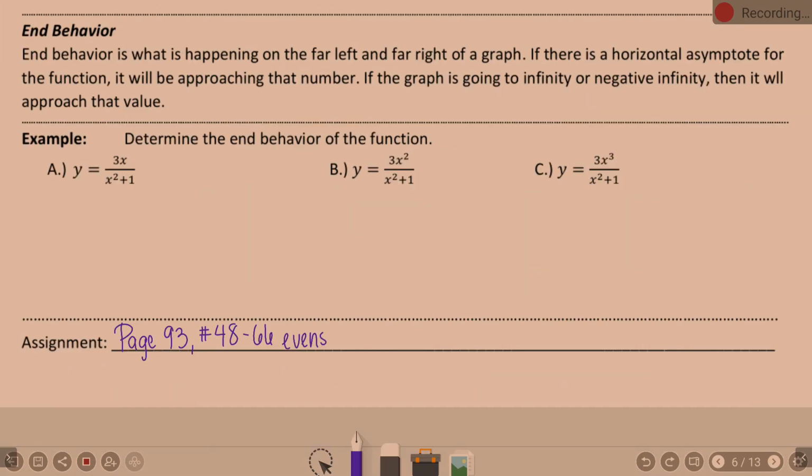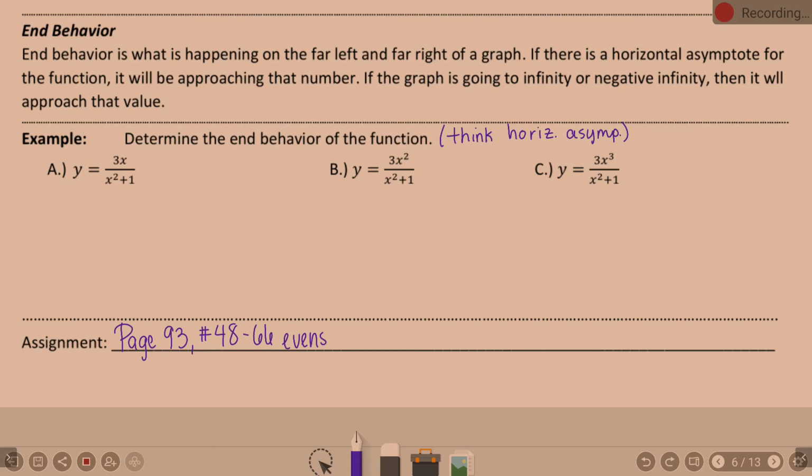Now, as we look at this one, official wording here: end behavior is what's happening on the far left and far right of a graph. If there is a horizontal asymptote for the function, it will be approaching that number. If the graph is going to infinity or negative infinity, then it will approach that value. So as we look at these, I want you to think horizontal asymptotes.